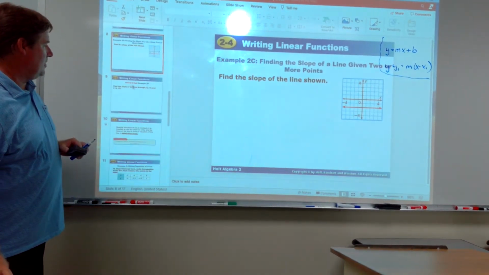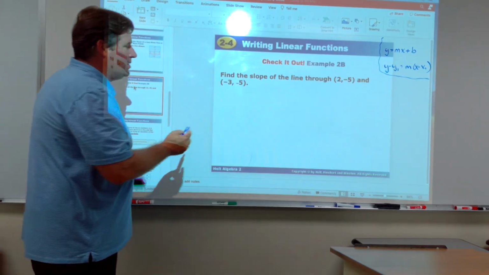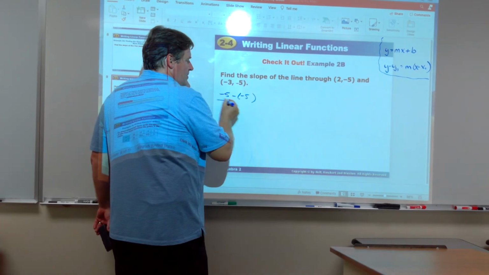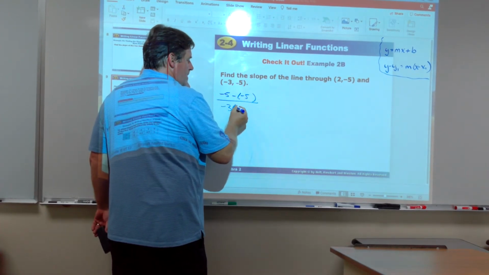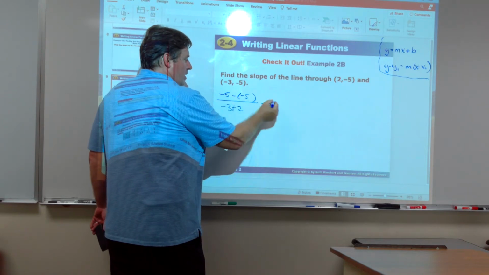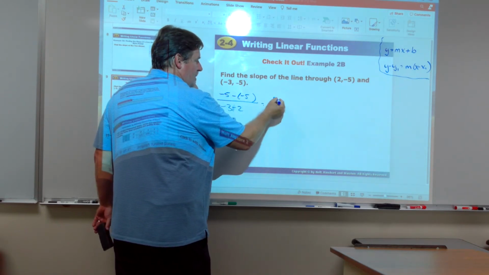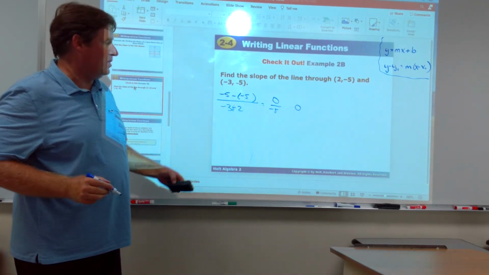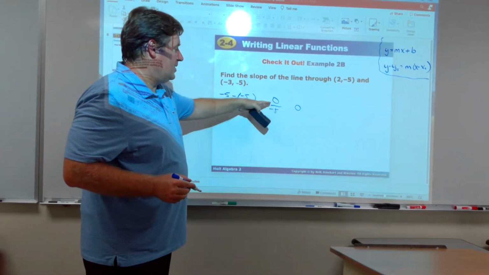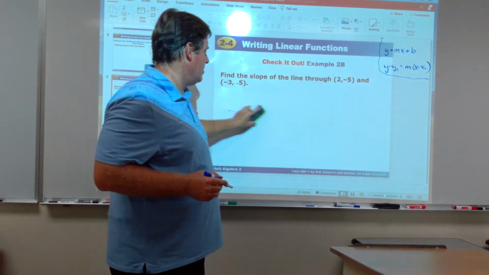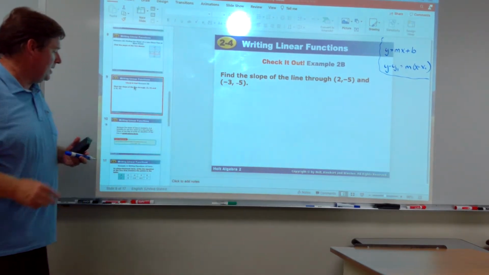All right, what about this one? Let's do the change in y. Negative 5 minus negative 5 over negative 3, whoopsie, minus 2. Well, here we get 0 over negative 5. Remember, 0 over anything is 0. Remember, this is a horizontal line. Again, that would be a slope of 0 as well. Now, if you had it the other way around, if it was negative 5 over 0, that would be undefined. Remember, we cannot divide by 0. 0 can never be in the denominator.